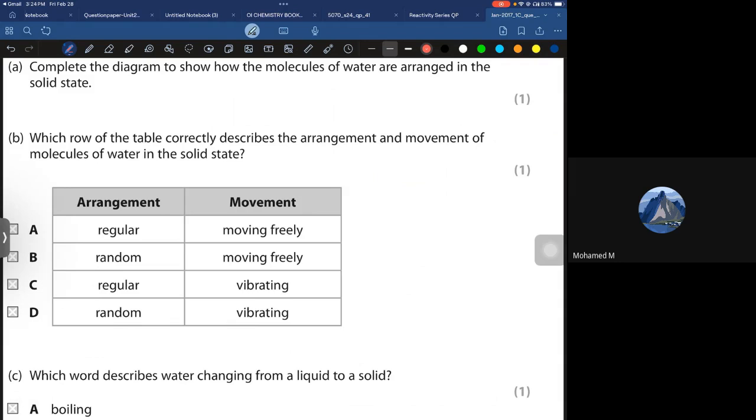So it may be A, it may be C, but what about the movement in a solid state? They are going to vibrate. So that's why C is correct.